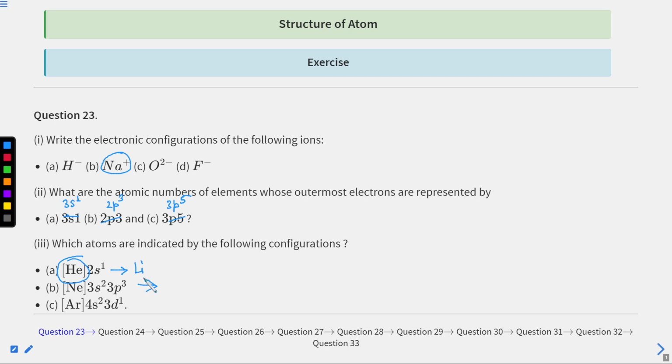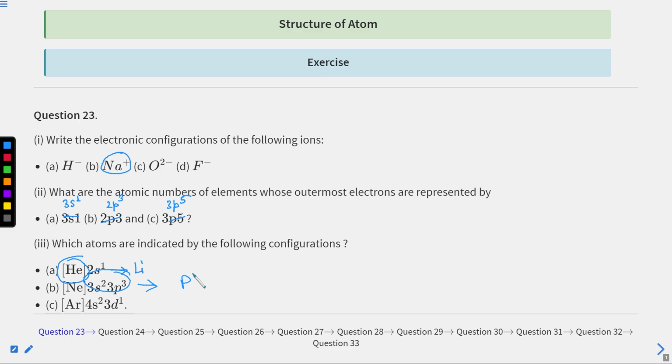What is the electronic configuration of neon? If you remember, 1s2, 2s2, 2p6. So it will have a total of 10 electrons there, and plus 5, that is 13. So 1s2, 2s2, 2p6, then 3s2 and 3p3. So after neon, we have sodium, magnesium, aluminum, silicon and phosphorus. It is phosphorus, that is P.